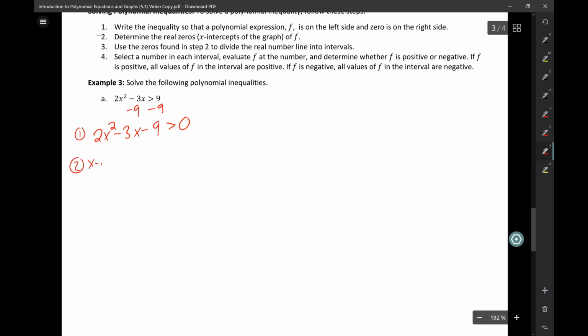Step 2 is to find the x-intercepts by setting the function equal to 0. Therefore, what we're going to have is 2x squared minus 3x minus 9 equals 0. But you should note that 2x squared minus 3x minus 9 will factor into 2x plus 3 times x minus 3, and that's still set equal to 0. Setting each of these factors equal to 0, we get that x equals negative 3 halves and x equals 3.